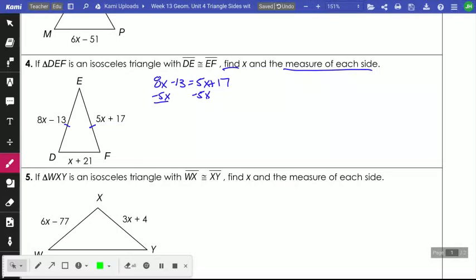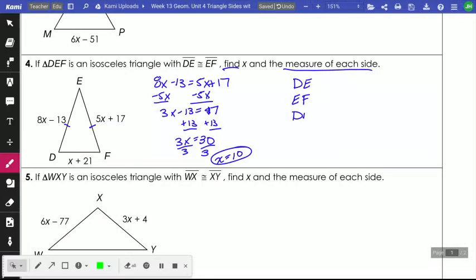This time I'll subtract 5x from each side so that I have 3x minus 13 is equal to just 17. And then I'll add 13 to both sides so that I have 3x is equal to 30. Divide by 3, divide by 3, and x is equal to 10. So finding x is done, but I need to find the measure of each side. So I need to find DE, EF, and DF.